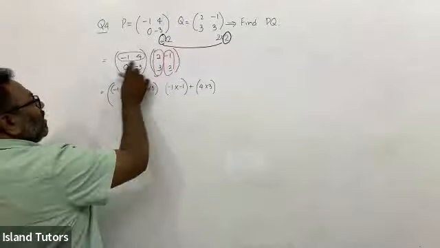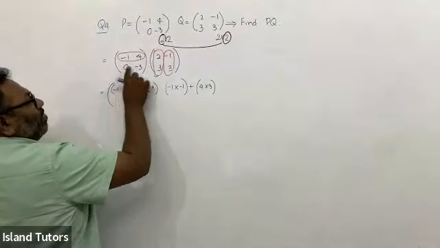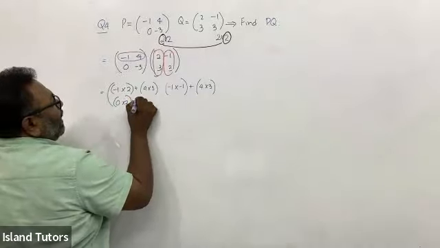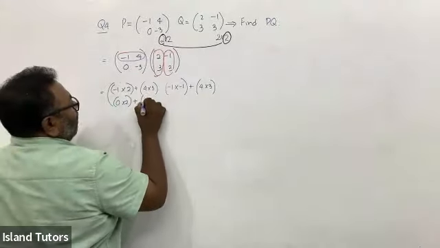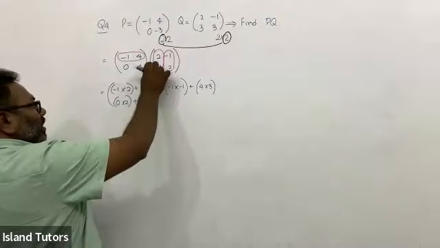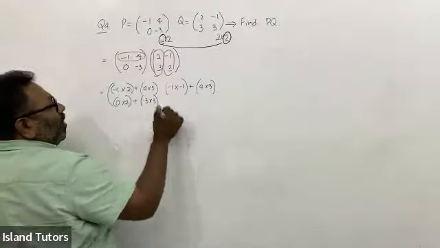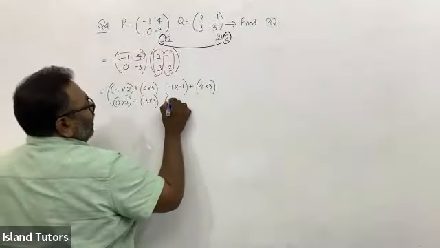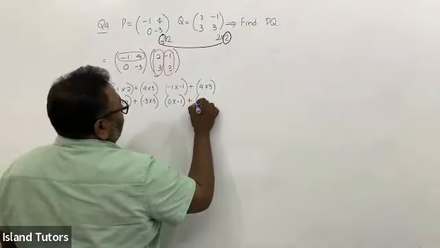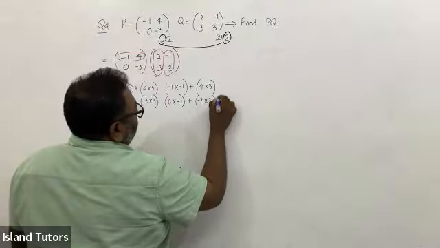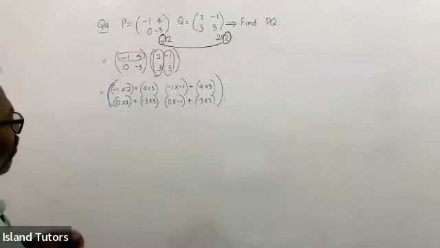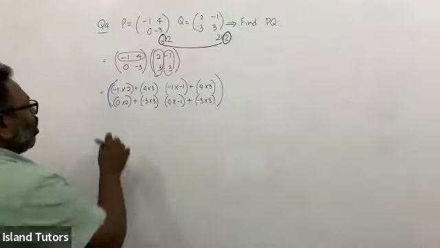Then you go on to the second row of the first matrix. So 0 multiplied by 2 plus -3 multiplied by 3. Then you take the same row and multiply by the other column: 0 multiplied by -1 plus -3 multiplied by 3. Okay, that's how it should be. Right. Now what you do is solve.